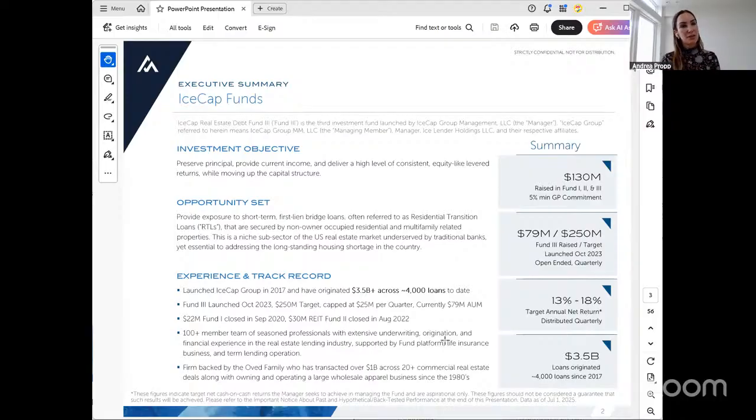Fund 1 we launched in August of 2020. It was a $22 million fund. Fund 2 was in October of 2022. And then Fund 3, our most recent fund, and the one that we have open today, was launched in October of 23. Collectively, across these 3 funds, we've raised $130 million. Fund 3 is at close to $80 million, and we are targeting $250 million total here.